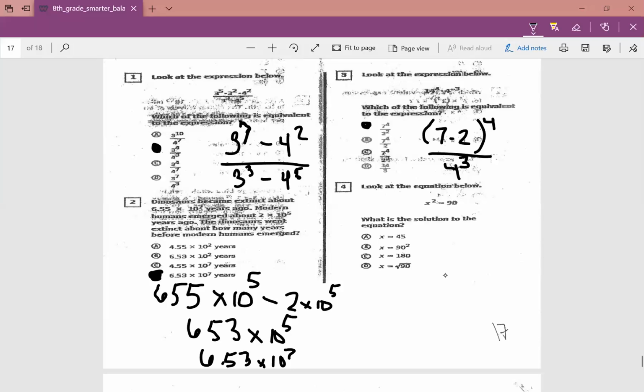Look at the equation below. What is the solution to the equation? This one's pretty simple. You want to just take the square root of both sides. So x equals square root of 90. D. All right, guys, last page here. Just a couple more problems.